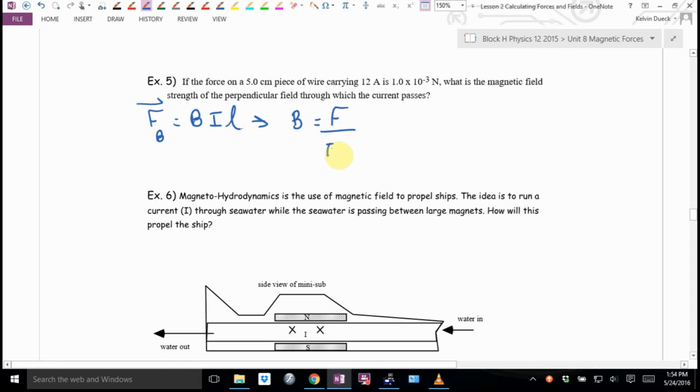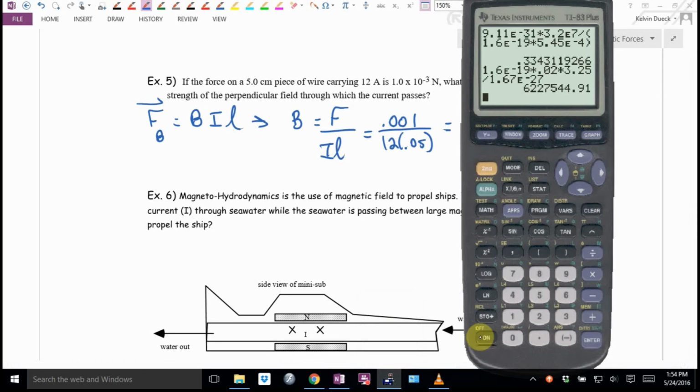It's going to be the force divided by the current times the length. It's going to be the force, 0.001, that is 1 times 10 to the negative 3, but that's less writing, divided by 12 times 0.05, 5 centimeters. And I get a magnetic field strength of 1.67 times 10 to the negative 3.